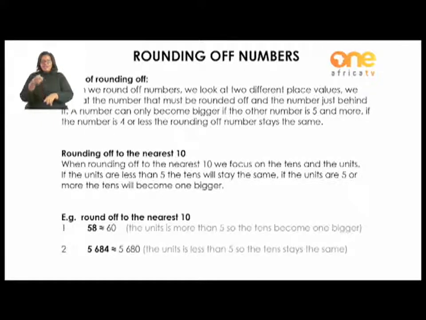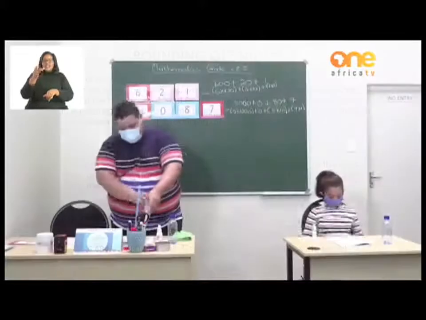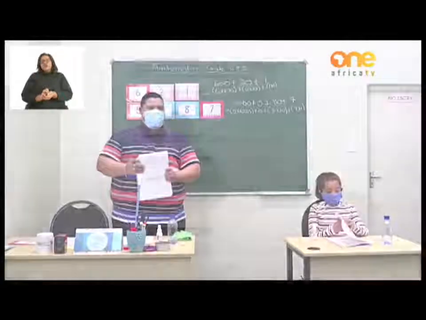5,684 rounded off to the nearest 10 becomes 5,680.